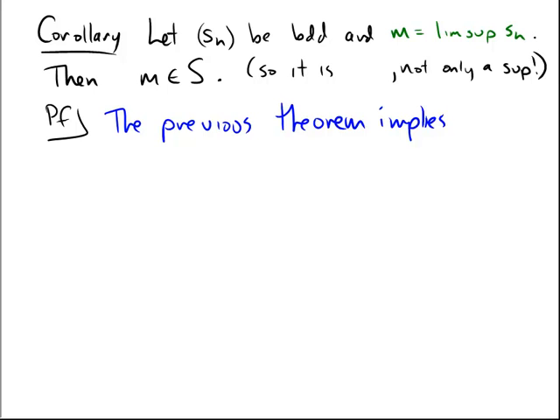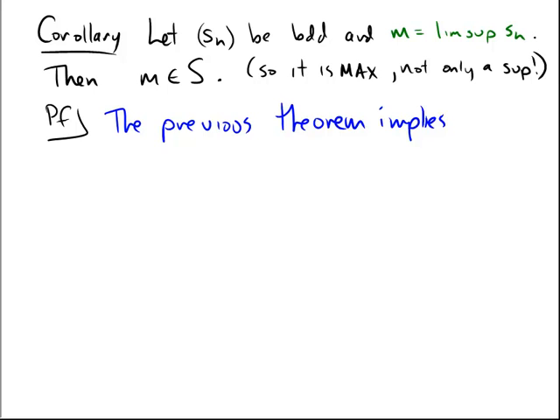Consider this corollary. Let Sn be bounded, just like in the theorem, and let m equal the lim sup of Sn. Then m not only was the limit superior, so it was a supremum of S, but it actually is physically inside of the set S. So if it's actually inside of the set S, in addition to being the supremum, that means it's not only a sup, but it's actually a max. Because remember, the maximum is actually an element of the set. So notice that this is actually pretty simple to prove here.